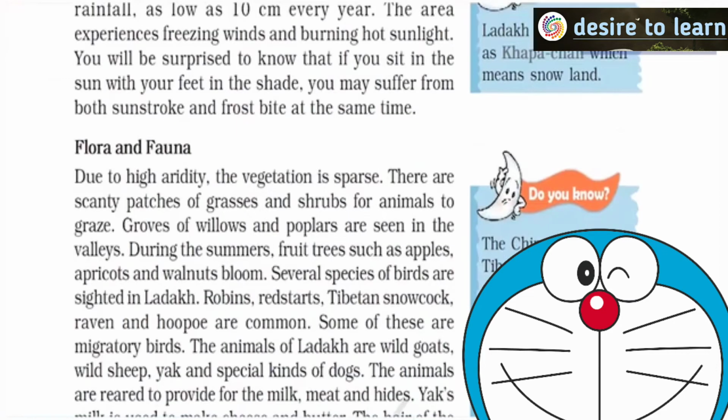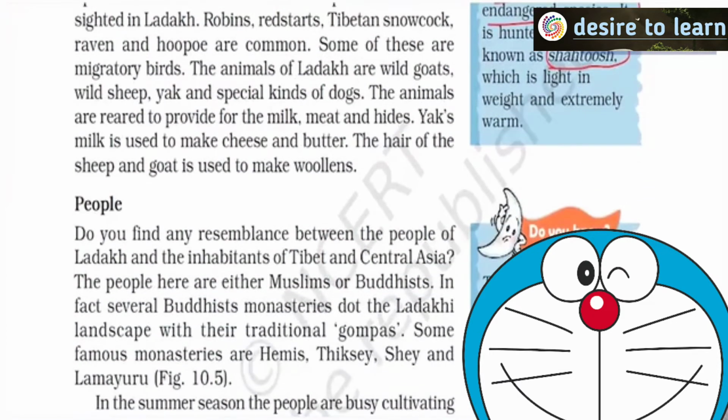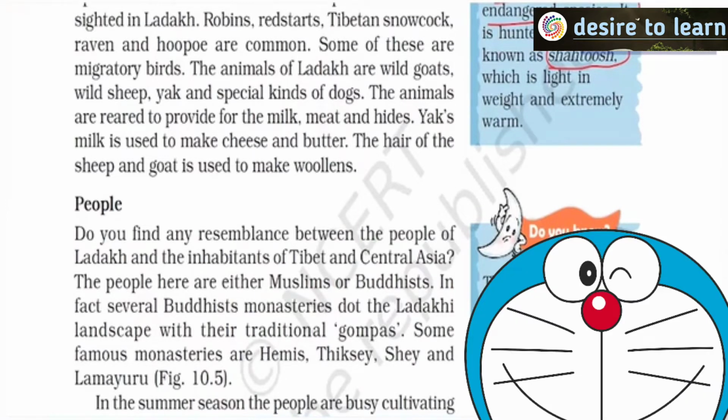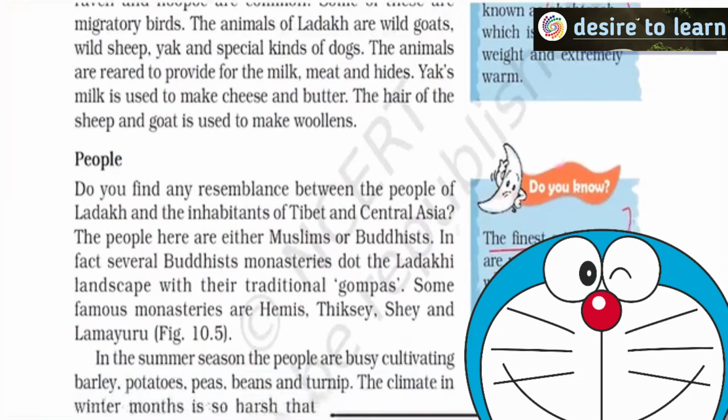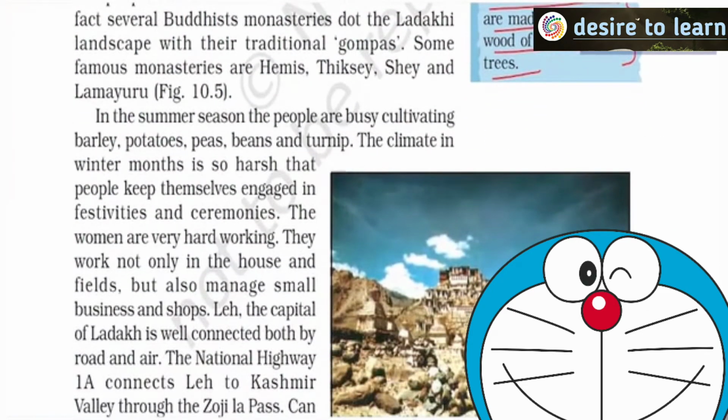Then we need to talk about the flora and fauna. The chiru or the Tibetan antelope is an endangered species. They may ask you this question, so please be careful. It is hunted for its wool called shahtoosh, which is light in weight and extremely warm. The finest cricket bats are actually made from the willow trees which are present in this region, right? So these facts are important. Apart from this, nothing much.